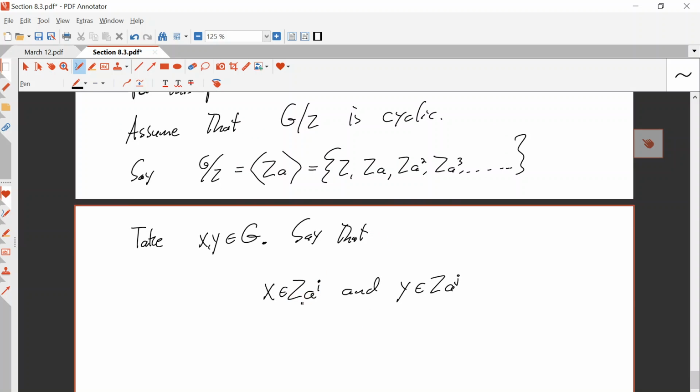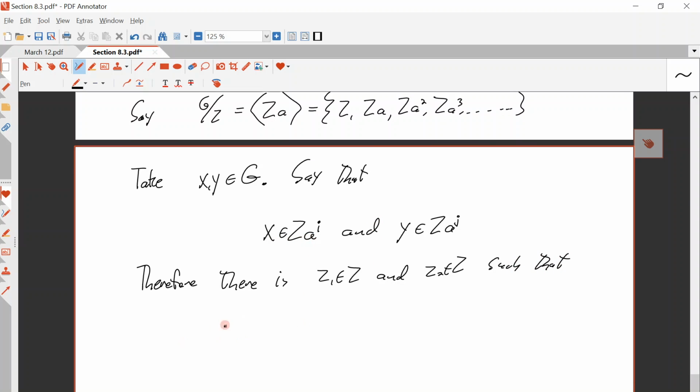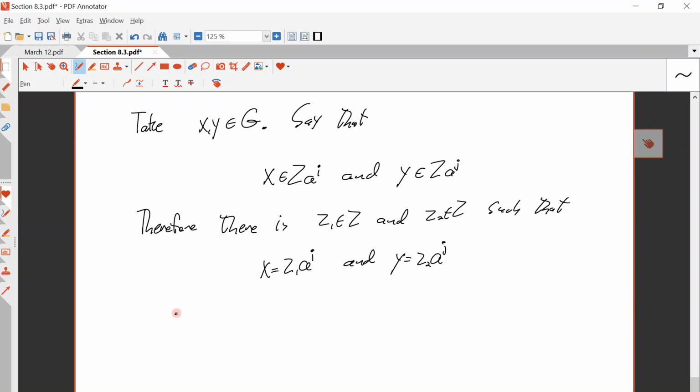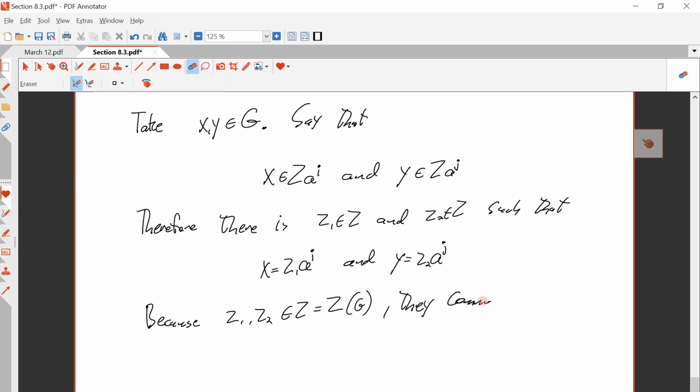The cosets are powers of A. So therefore, there is Z1 in Z and Z2 in Z such that X is equal to Z1 A to the I, and Y is equal to Z2 A to the J. Of course, because Z1 and Z2 are in Z, which is equal to the center of the group, they commute with everything, with A, and of course A commutes with itself.